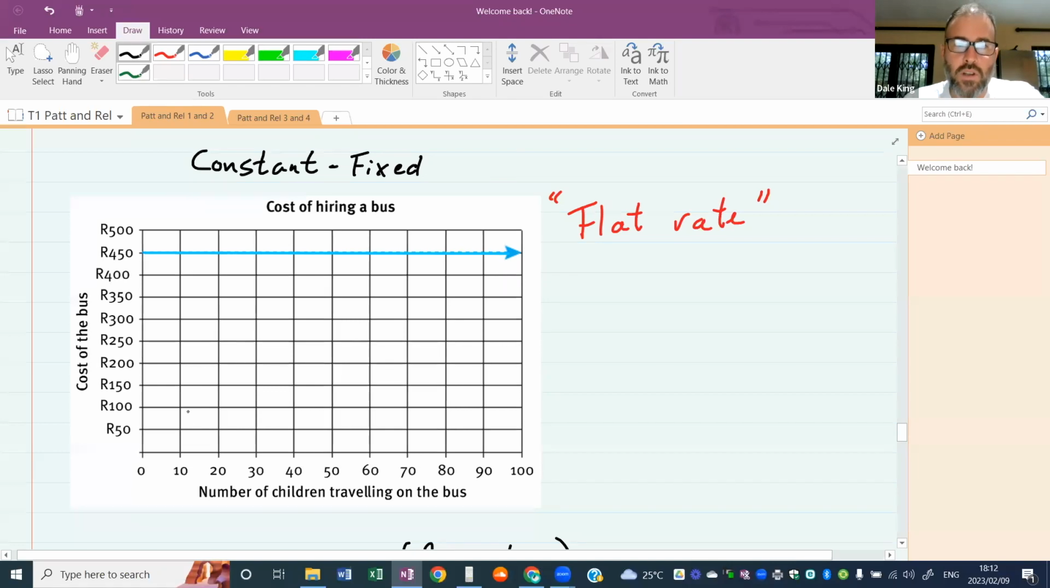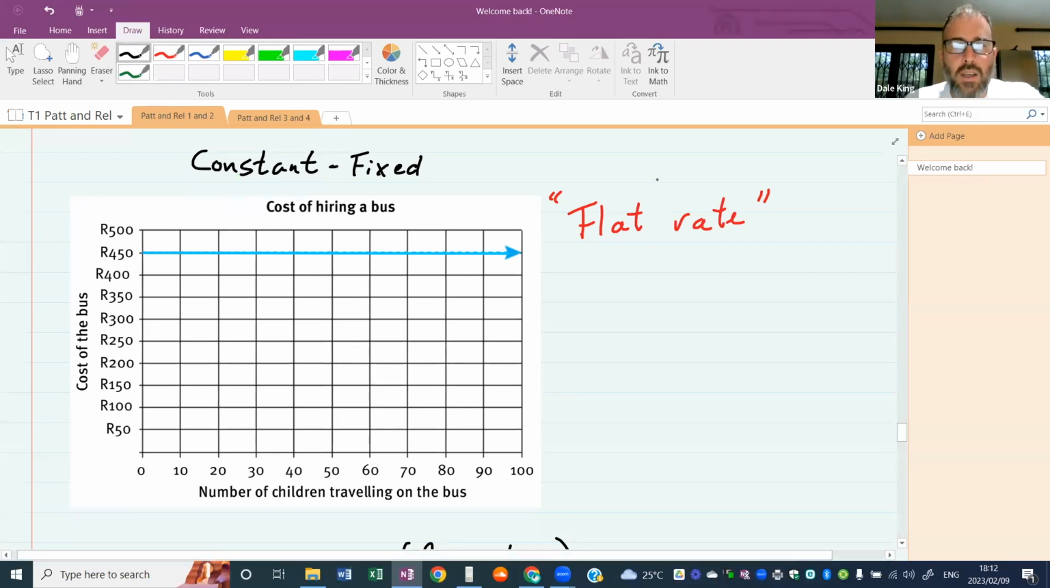So this graph is not going to go up as the number of children increases. We can see at the bottom of the graph, the number of children is getting bigger as we go from left to right. But that line at the top there is not increasing as we increase the number of children. It's staying constant. So we call this a constant or fixed relationship. Okay, it's constant. It doesn't change. It doesn't get bigger. It doesn't get smaller. It stays the same. All right.